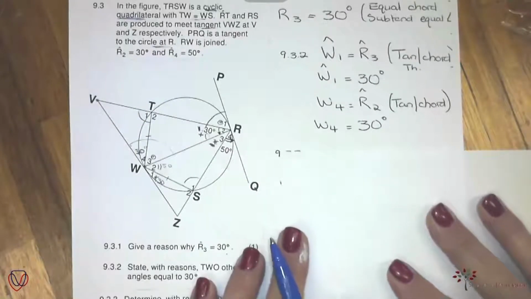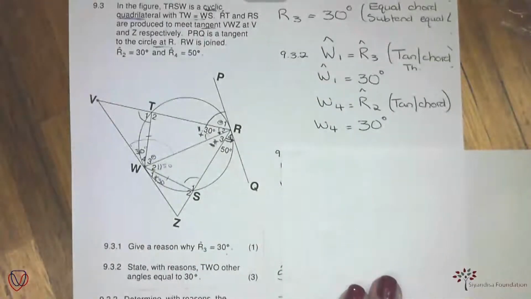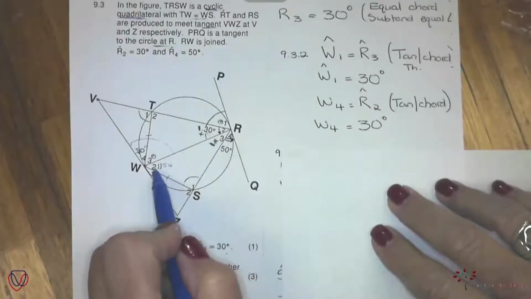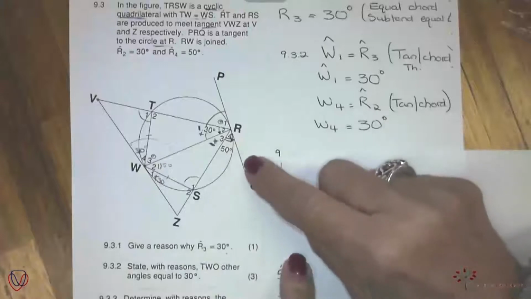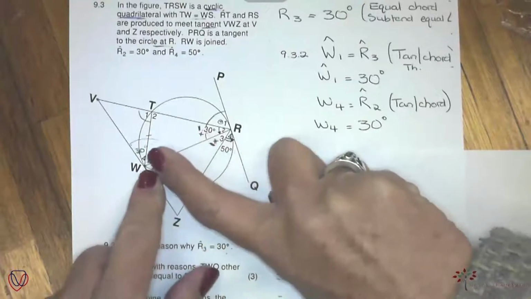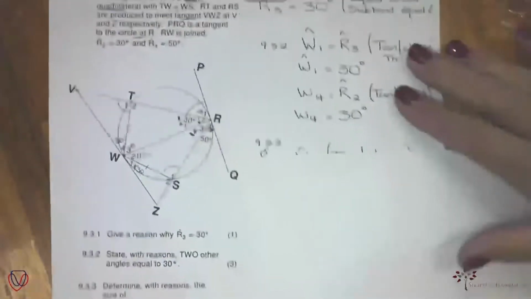Okay. Then, number 9.3.3. Calculate the size of S2. There's S2. Oh, people, it cannot be easier. Look at this. We've marked this one equal to that one. Why? Tan chord, up in the opposite segment. So W2 will be equal to 50.